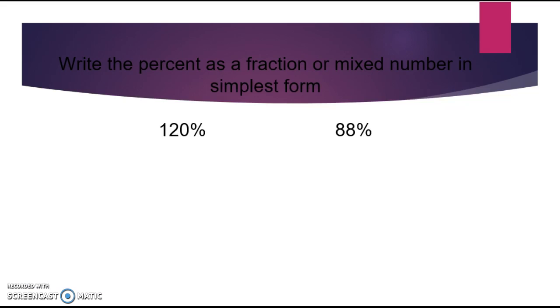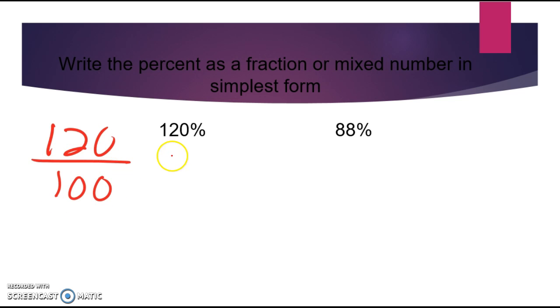So our first question asks us to write the percent as a fraction or mixed number in simplest form. So remember that whenever we have percents, it's always out of 100. So let me write that over here. If we have 120%, we would have 120 over 100, and it says we need it in simplest form, so we have to simplify. If we take 20 out of both, we go to 6 over 5, which is not simplified because it's an improper fraction. If you simplify that improper fraction, you would have 1 and 1/5, so that is our simplified answer.